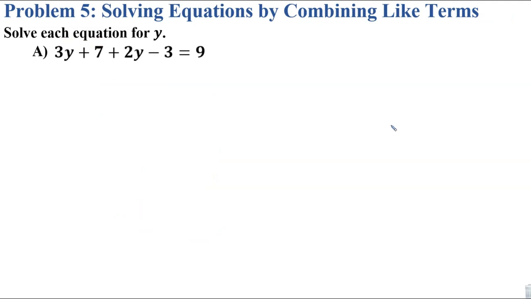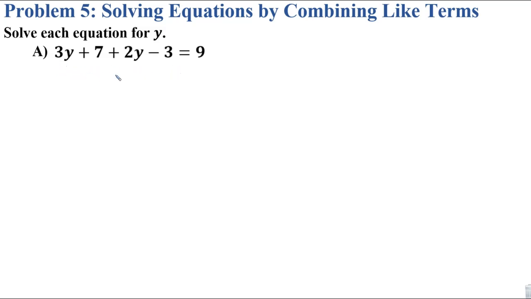So in problem 5, we're going to look at solving equations where we have to start by combining like terms. So let's show you what we mean by that. We want to solve the equation for y. And notice I've got kind of an ugly looking equation, mainly because on the left side, the expression on the left, there's like terms that I could combine. I could simplify this side first.